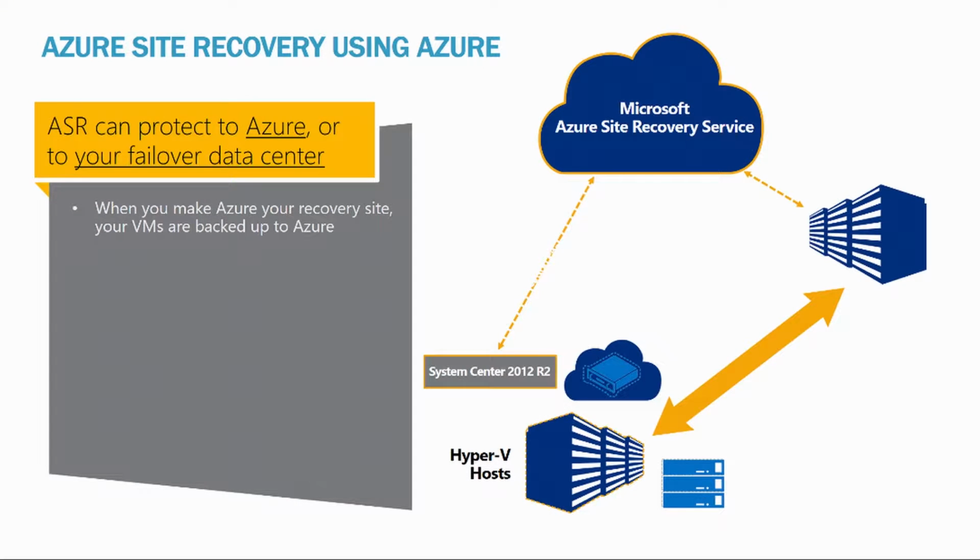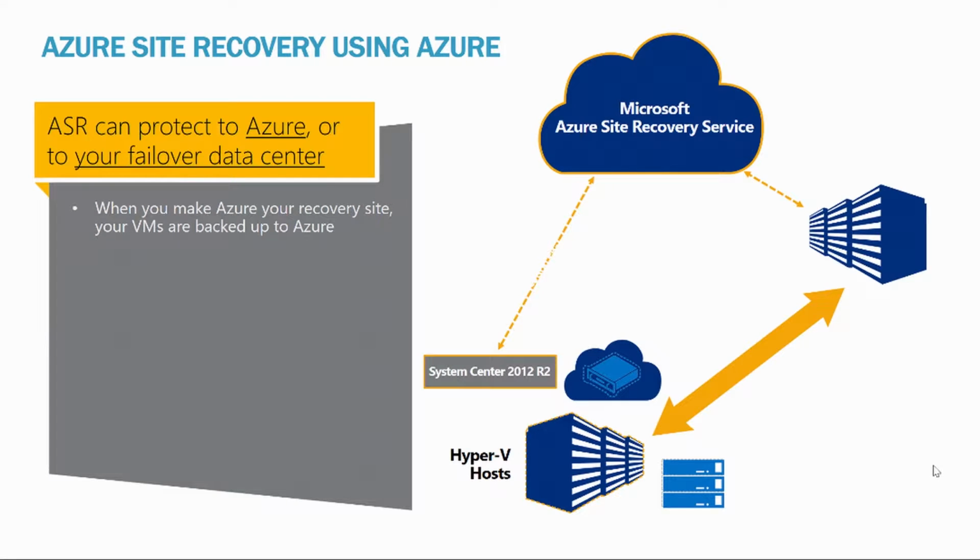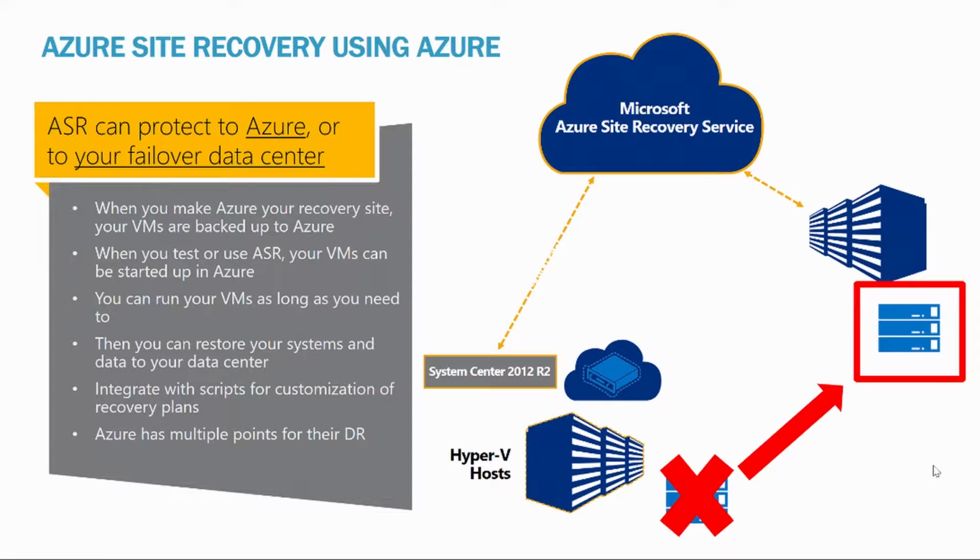Azure Site Recovery, or ASR, has two different ways of working. One is to back up to Azure, the other is to back up to your internal data center. Azure Site Recovery can make copies of your virtual machines and store them up in Azure. They're kept up to date and are ready when you need them. So if you do experience a disaster, you can start up those machines out in the cloud, bring them up, continue running your business, restore data, do whatever you need to do to keep your business up and running.